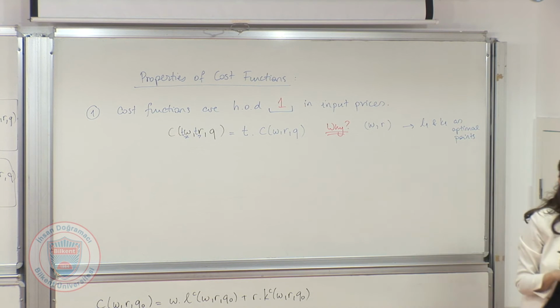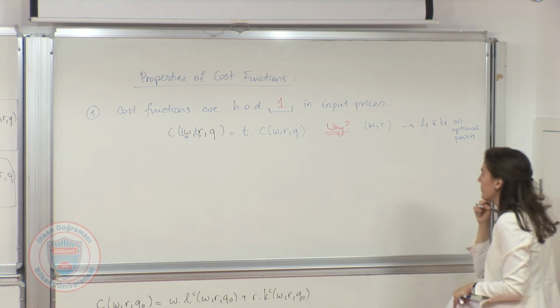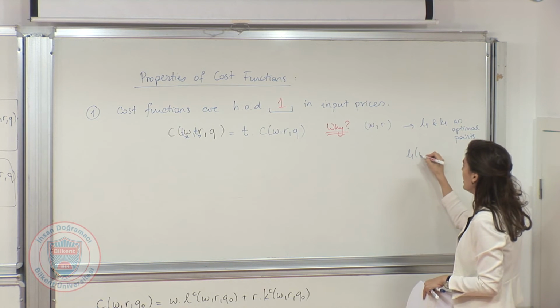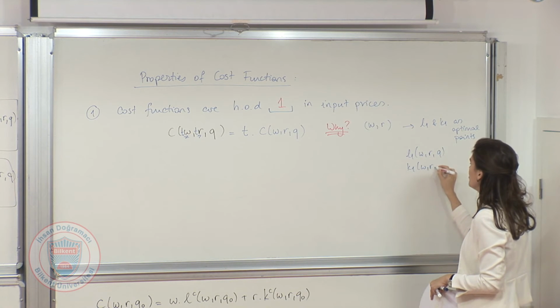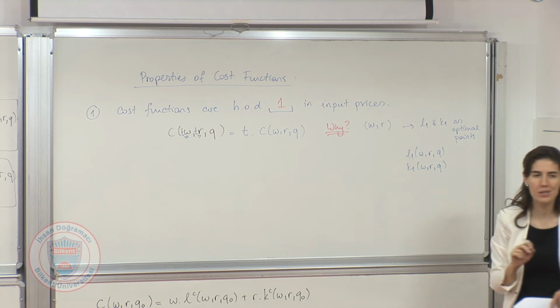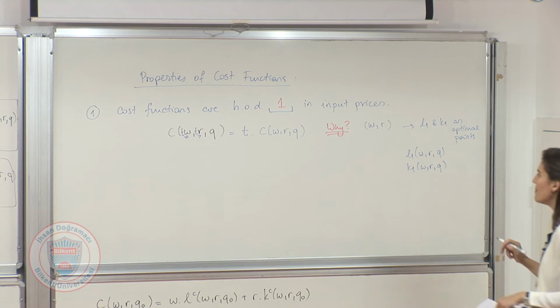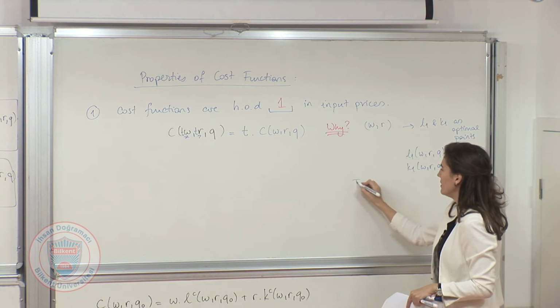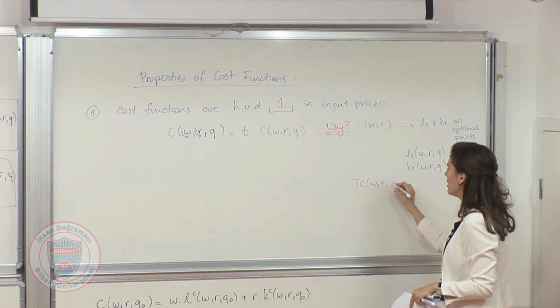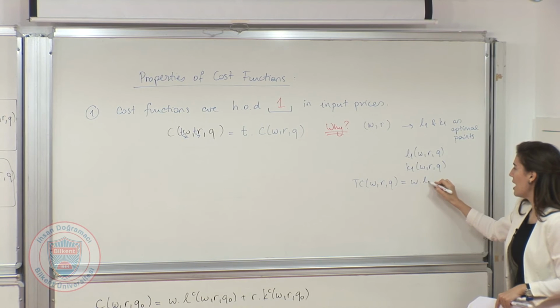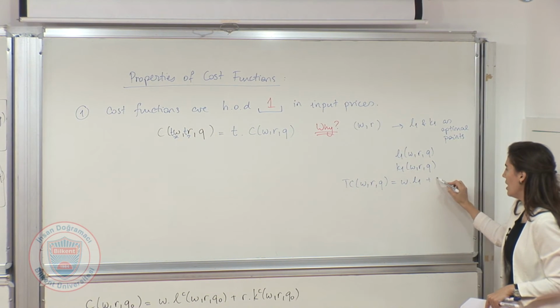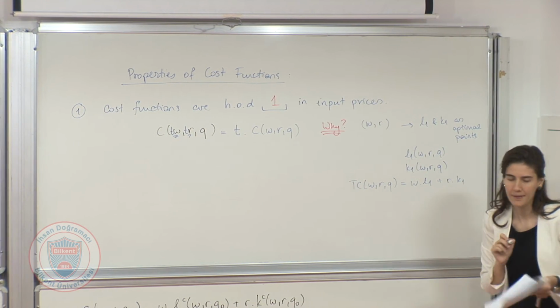Fine. So suppose these are optimal points, okay? Now you can say (L1, K1) is optimal at wage W and R, for output Q. Then what is my cost? When I have this, my total cost at W, R, Q is wage times L1, as you said, plus R times K1, okay?